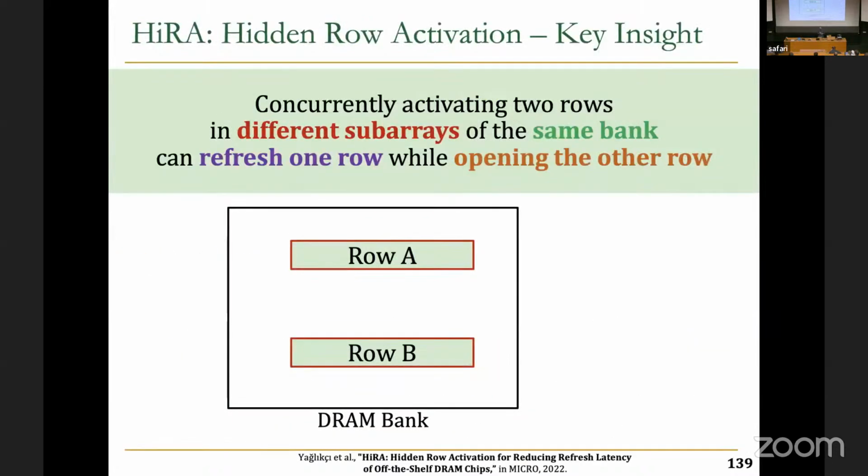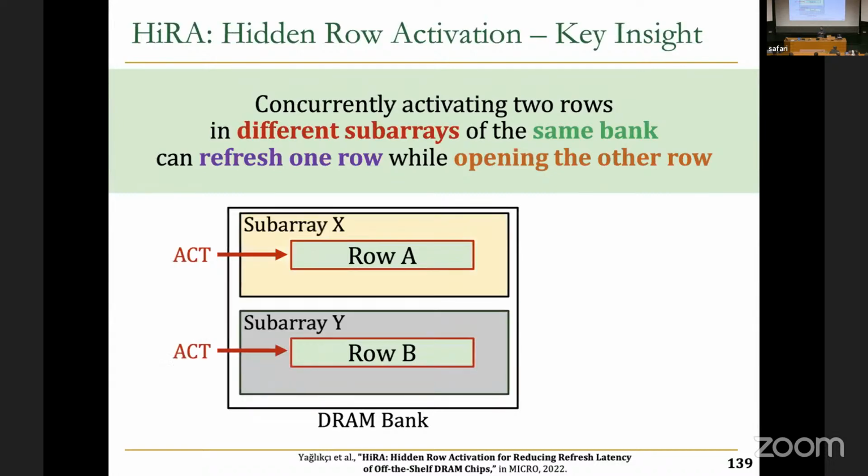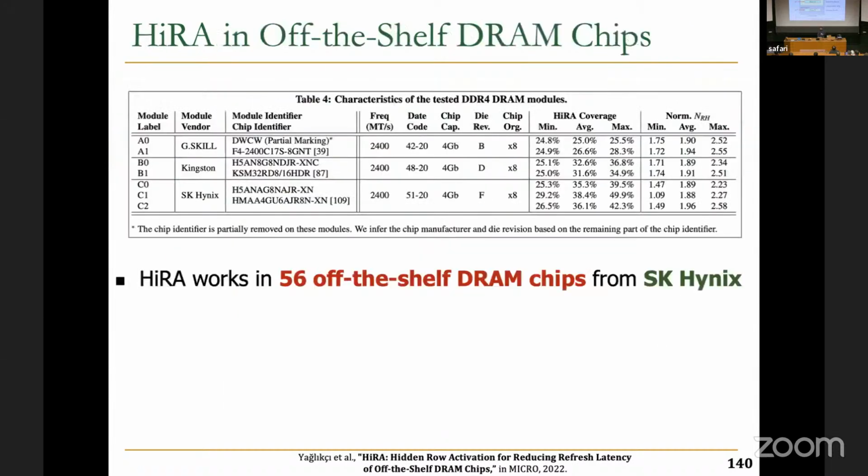For the last piece of the data retention part, I'm going to cover another paper that is a bit more recent. It was published in MICRO 2022. Here, we leverage subarray-level parallelism on off-the-shelf DRAM chips. We start with the key insight that if you concurrently activate two rows, row A and row B, and assume that these rows are stored in two different subarrays, you can end up refreshing one row while concurrently accessing the other row.